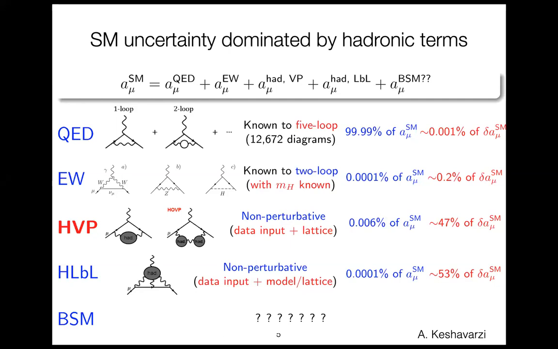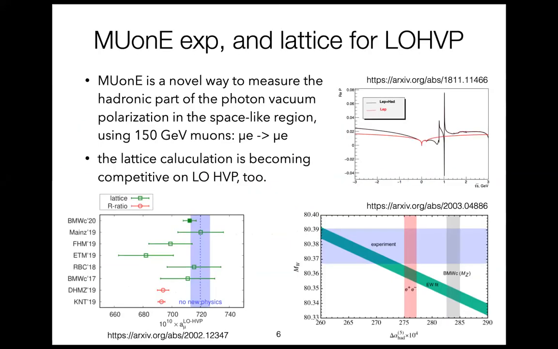But lately these differences vanish, because not only are there ongoing efforts to improve the numbers, there are new ideas too. There is the MUonE experiment proposed at CERN, and Graziano Venanzoni pushes it ahead. It's an idea to measure the space-like region of the hadronic photon vacuum polarization. That's the black curve here on the left side of the plot.